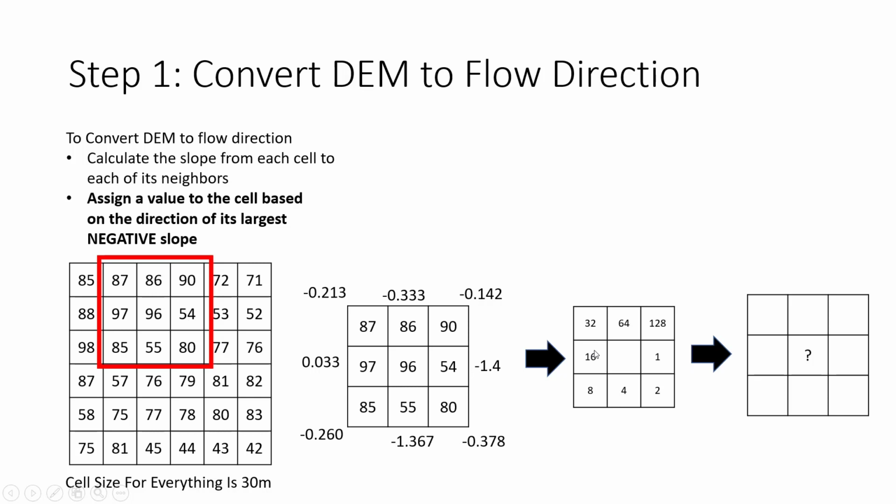So pause the video for a second. Think through which one of these coded values here means that we would leave the pixel and go to the right. Well, again, because our most negative slope is negative 1.4, that means we leave 96 and go to the right. Because we leave 96 and go to the right, we would assign that center cell the coded value of 1, right? Because a coded value of 1 means, hey, we're going to leave and go to the right.